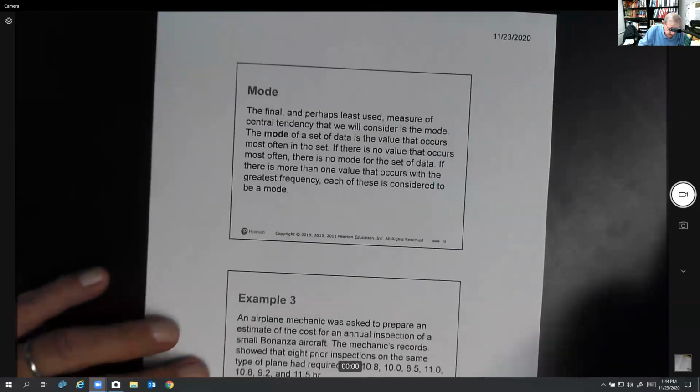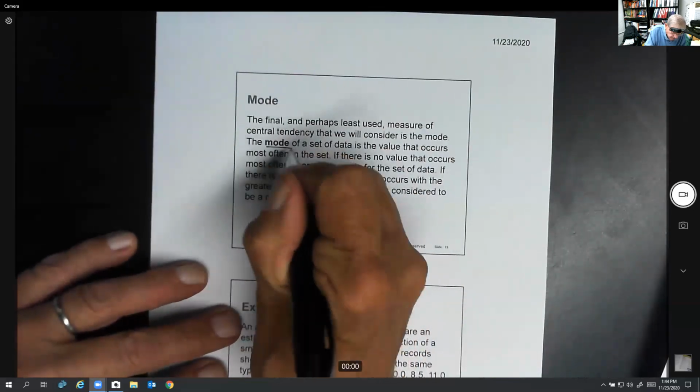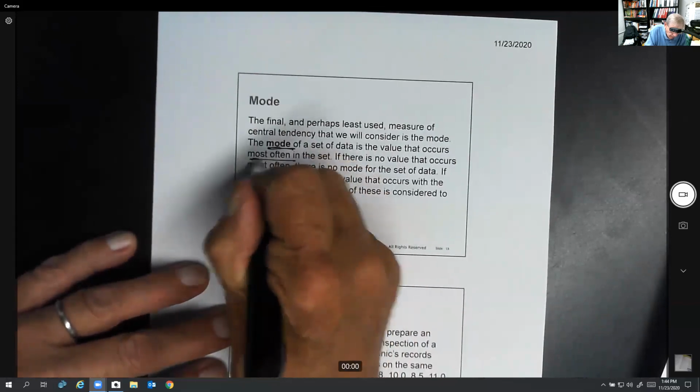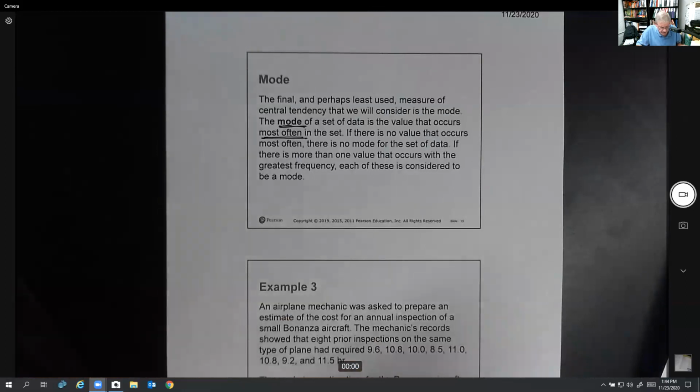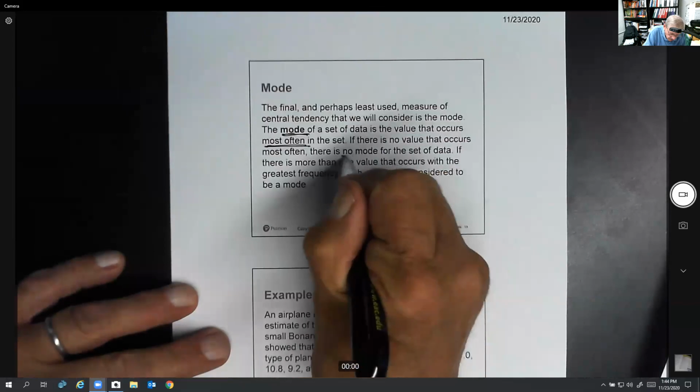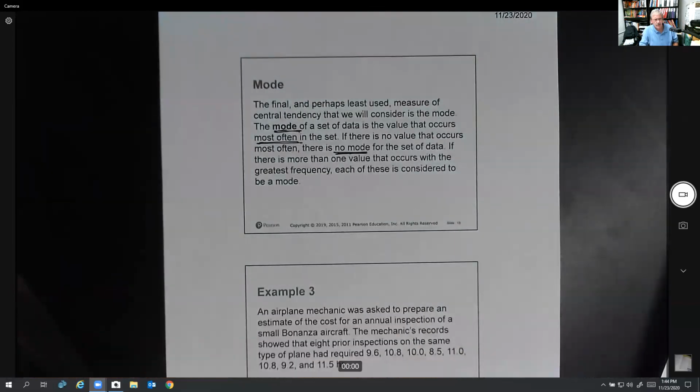The last measure of central tendency is the mode. The mode is the one that occurs most often. Mode, most often. It's the one that shows up. Sometimes there will be numbers that are all different, and then that means there's no mode. And sometimes you might have a number that comes up like 38 comes up twice and 36 comes up twice. So you could have both those numbers as your mode. Okay, they both happen 2 times.